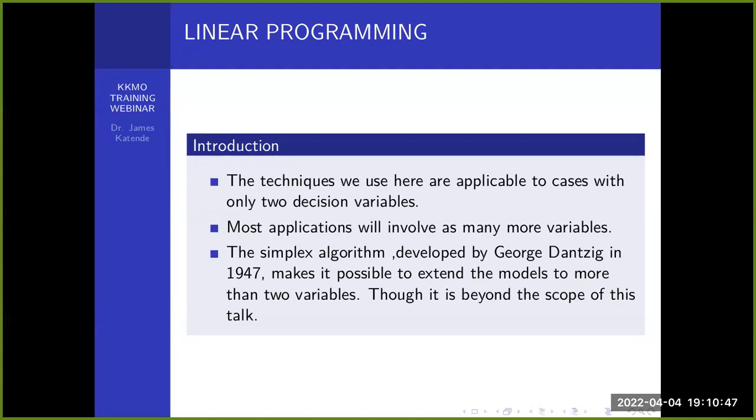Like I said earlier, the techniques we work with here will just be limited to 2 variables, but in real life, you will work with many more than 2 variables. And to deal with more than 2 variables, you may want to work with the simplex algorithm developed by George Danzig in 1947. It works for more than 2 variables, and that is what we would use if you have more than 2 variables. This is beyond the scope of this talk, so we will not discuss the simplex algorithm in this talk. We will focus on graphical solutions to linear programming problems.